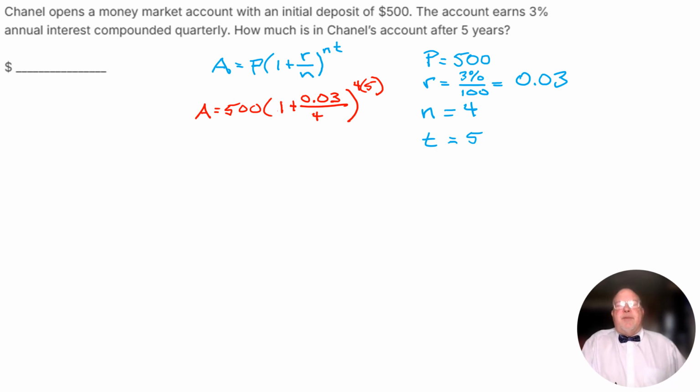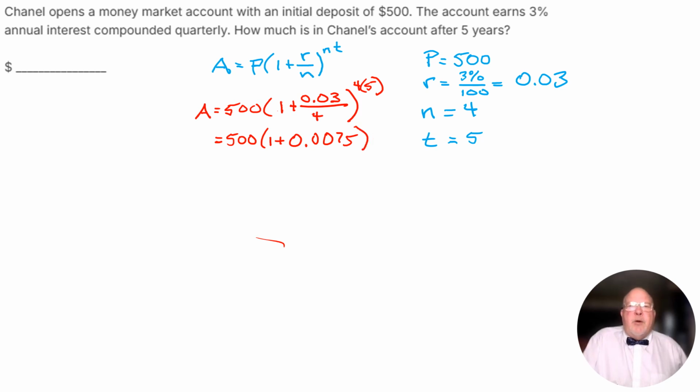And so now we want to start simplifying this. You're just going to follow PEMDAS or GEMDAS order of operations, however you were taught it. And so I need to do what's in the parentheses next. So I have 500 times 1 plus, so I need to do 0.03 divided by 4. Got my calculator here, 0.03 divided by 4. And that comes out to 0.0075. And I'm going to go ahead and multiply the 4 and the 5 together up here.